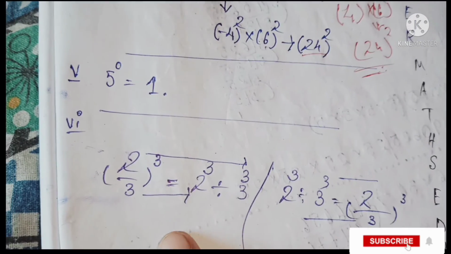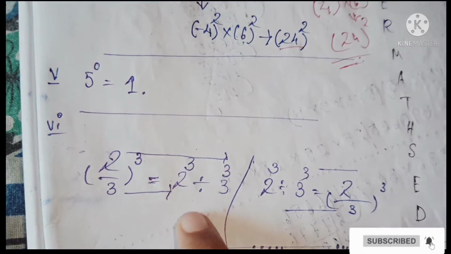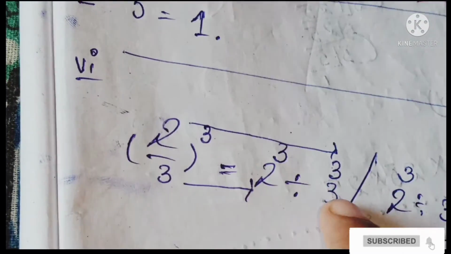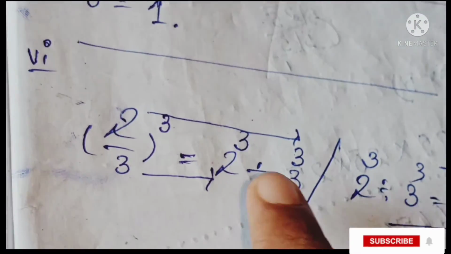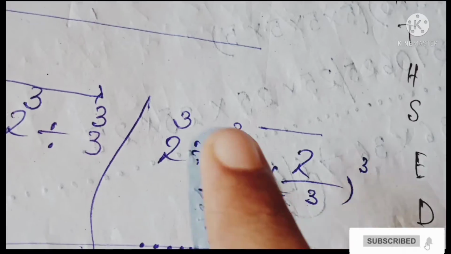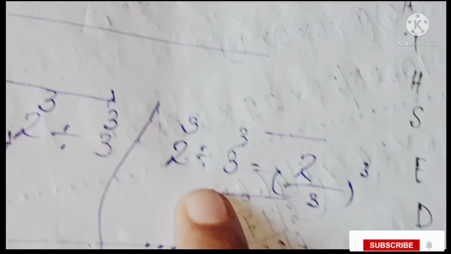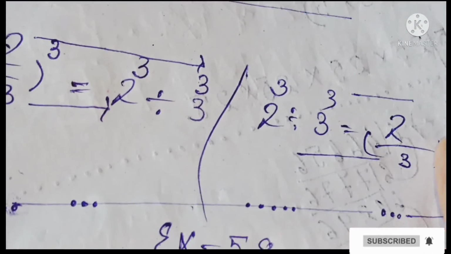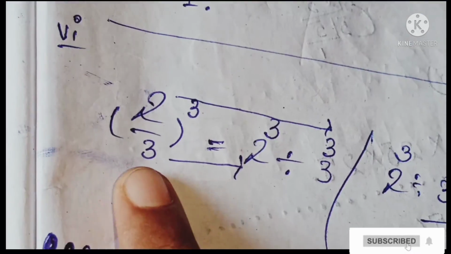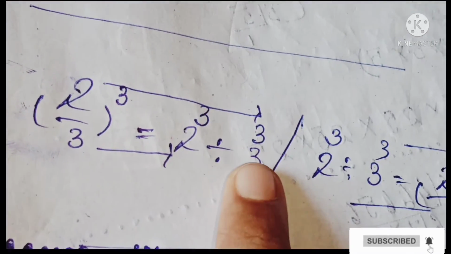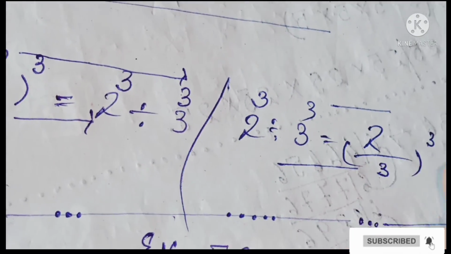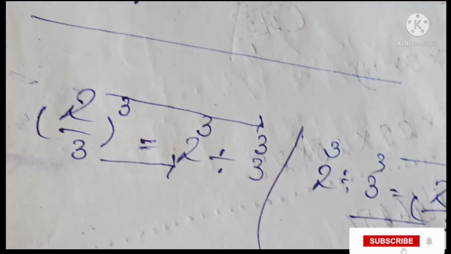And in number VI, or number 6, here 2 by 3 whole cube, that is, 2 cube divided by 3 cube. As you can see, 2 cube divided by 3 cube gives us 2 by 3 whole cube. So the result 2 by 3 whole cube gives us 2 cube divided by 3 cube, and the result 2 cube divided by 3 cube gives us 2 by 3 whole cube. So have you understood, students?